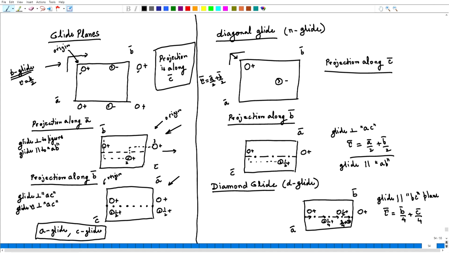So, this in a nutshell is a summary of all the glides that we will encounter, and then finally, I will take a few more examples of space groups.